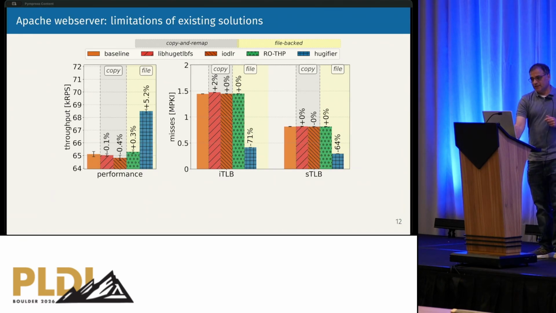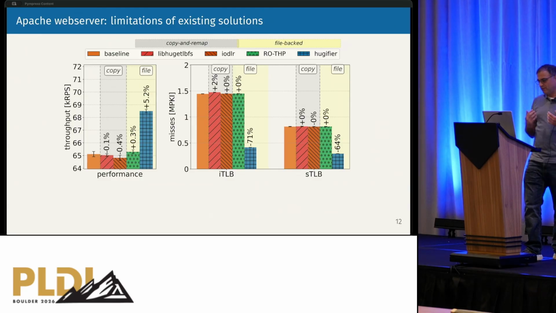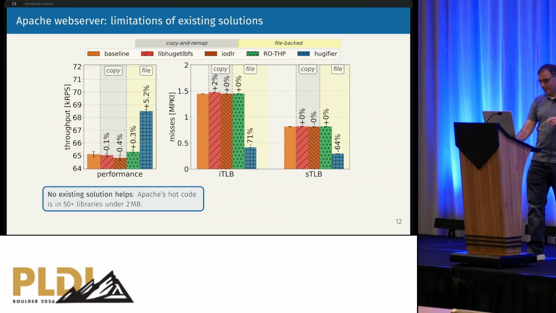With the Apache web server, we can see that all the solutions other than ours do not provide any meaningful performance improvement. And the reason for that is that almost all the libraries that Apache web server uses are very small. And because of that, there is no potential to get any performance improvement. There is no potential for forming 2 megabyte pages without any meaningful shifting of the code to allow segment separation.